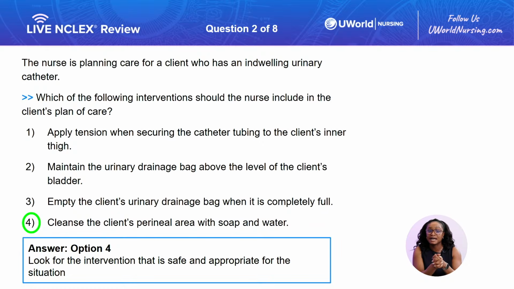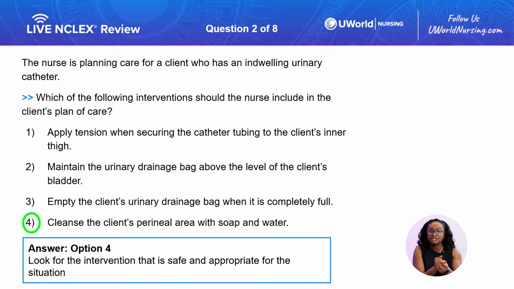Option 1, apply tension when securing the catheter tubing to the client's inner thigh. Well, yes, we need to secure the client's tubing to the client's inner thigh. We do not want to apply tension because that can cause pain, but then it also can cause tension on the actual sphincter, and it can actually have the balloon pull out and cause more complications later. So don't apply tension, apply a little bit of slack, but still secure it to that inner thigh.